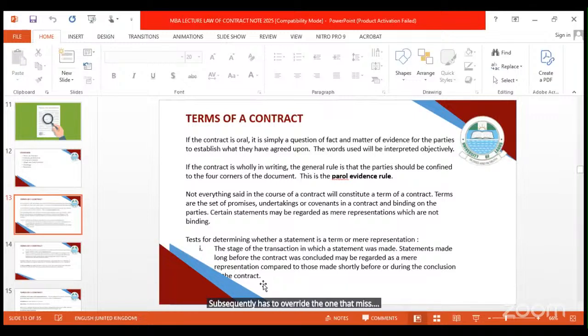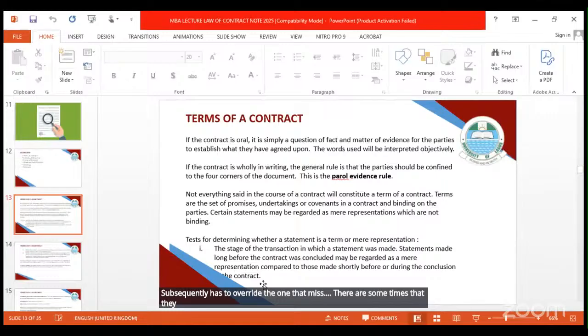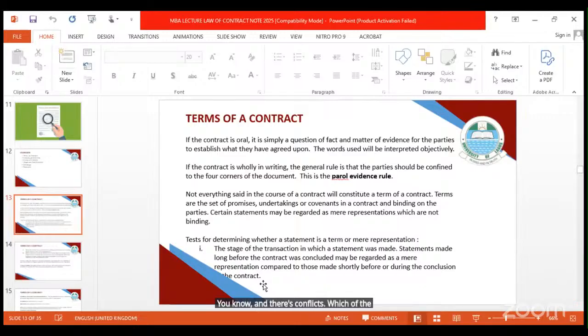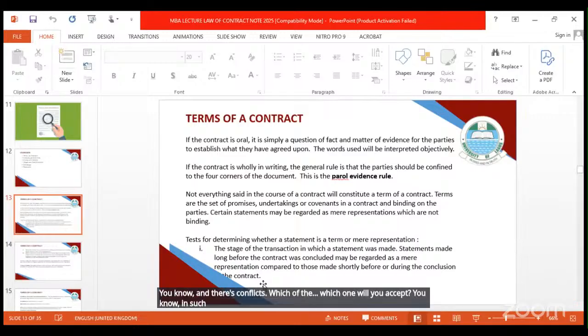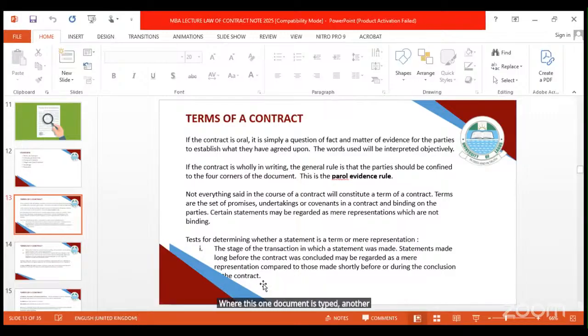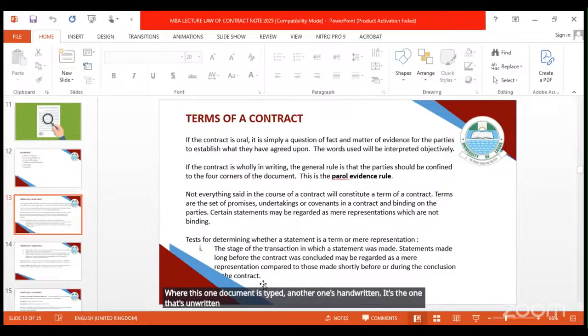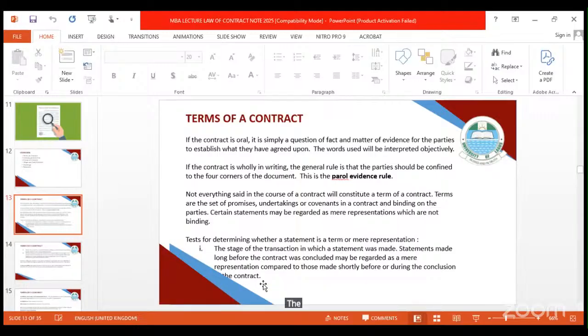Sometimes they even talk about the issue of where a document is typed and also handwritten, and there's conflict. Which one will you accept? In such cases, the court has held that where one document is typed and another is handwritten, the one that's handwritten is deemed to be acceptable, I mean, acceptable as a binding document before the parties. So there are many such things that you have to look at.